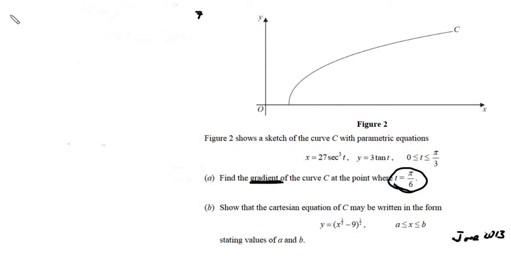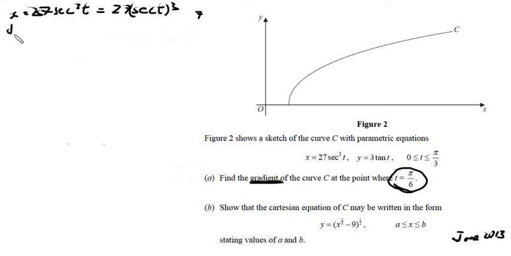So x equals 27 sec cubed t. What I like to do is think of this as saying the same as 27 sec t all cubed, and that gives us a clue as to what to do next. We're going to have to use the chain rule.